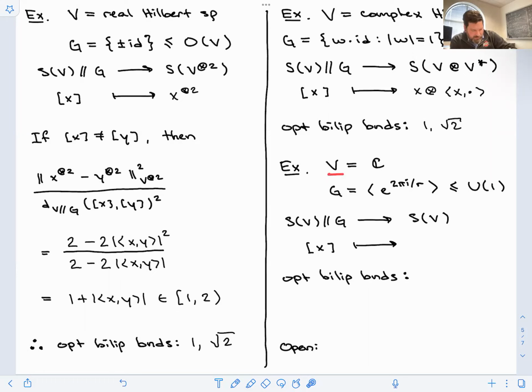I got V being the complex numbers. Maybe you prefer to think of that as R2. That's fine. My group is going to be these rotations by 2 pi over R radians. A way to think about this is like I have a point here, maybe R is 4. So I move along and then I jump back after going pi over 2 radians. That's how I think about it. So it's as if I need to glue this axis to that axis to create like a cone or something.